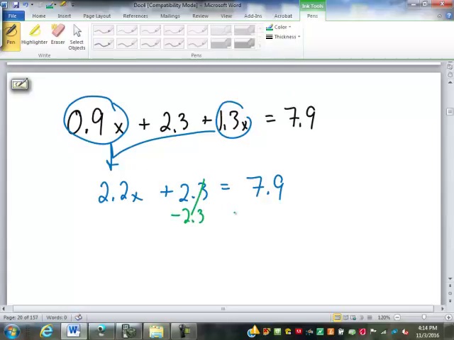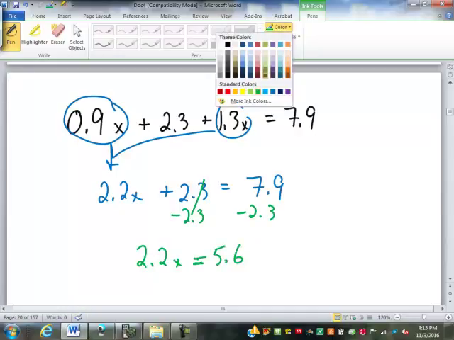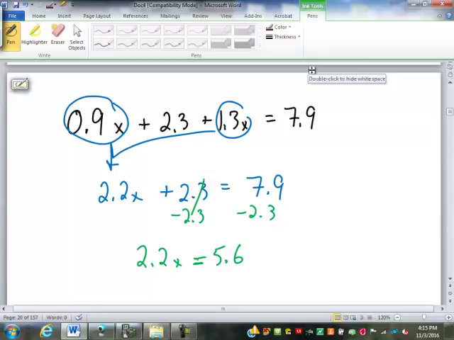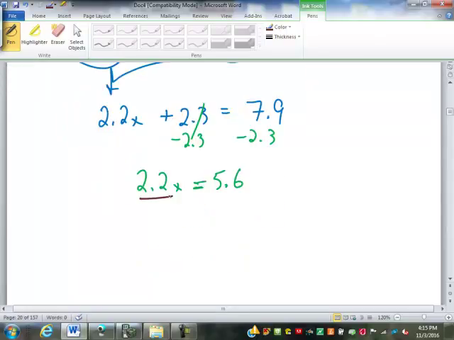Subtract 2.3 from both sides. So 2.2x equals 5.6. And then divide by 2.2. X equals 2.54545. That one would keep going, 545454. Yep.